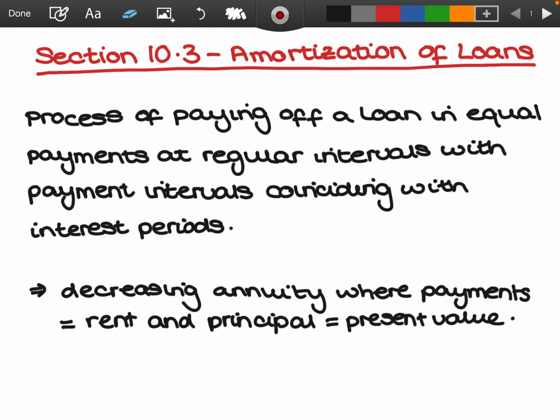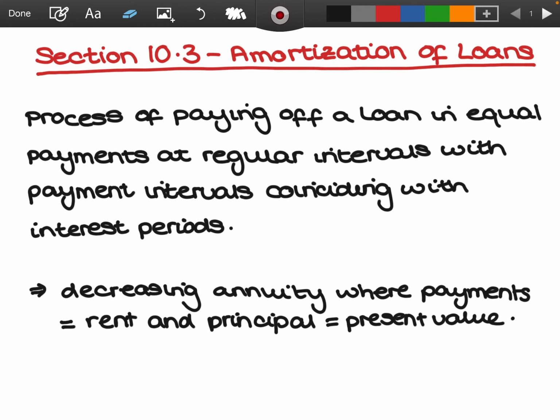In today's video, we're going to look at section 10.3, which is the amortization of loans. This is just kind of a fancy way of phrasing paying off a loan, but there are a couple other properties to this that we need to be aware of. First thing is that we are paying this off at regular intervals in equal payments. So let's say you pay off $100 every month. Okay, so you're paying it off at regular intervals with equal payments.